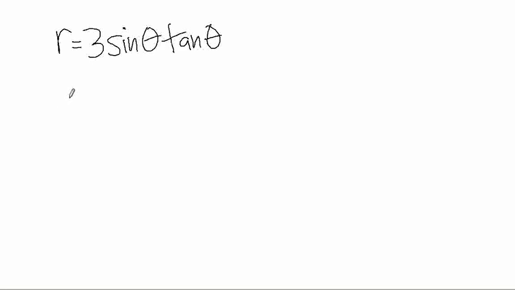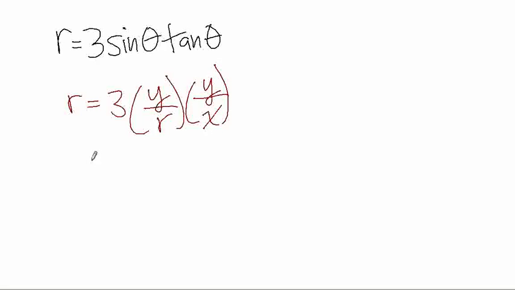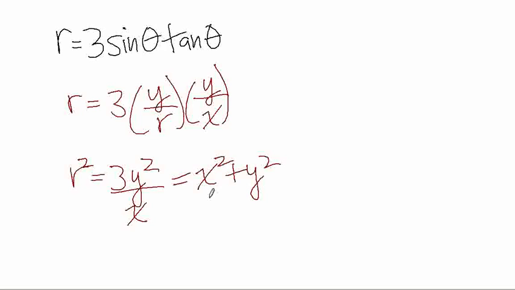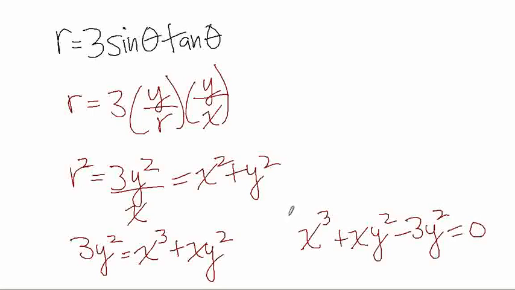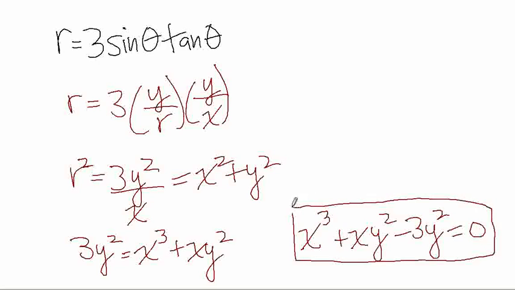So first, let me do the substitutions only for the right side. So the sine of theta is equal to y over r. The tangent of theta is equal to y over x. So let me multiply both sides by r. So I get r squared equals 3 times y squared over x. And I know that r squared is equal to x squared plus y squared. And I could multiply everything by x, and that'll give me 3y squared equals x cubed plus xy squared. So the nicest that I can present that is probably the following. X cubed plus xy squared minus 3y squared equals 0. All right.